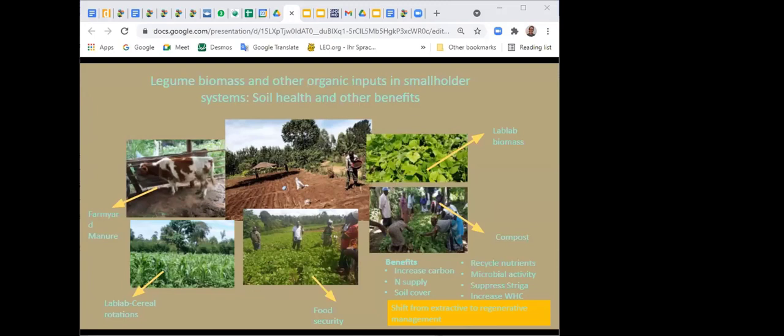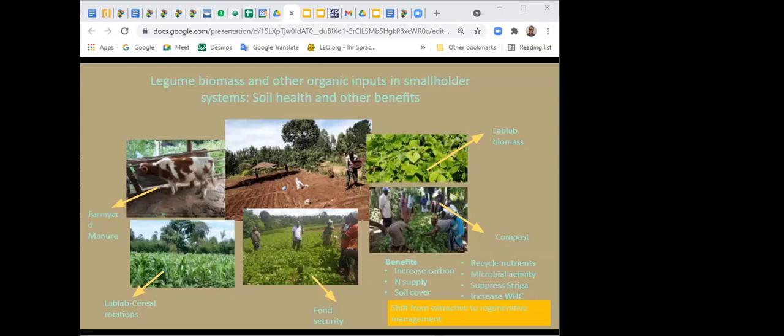The practice that I want to talk about is that of using legume biomass and other organic inputs in the smallholder farming systems of Western Kenya, primarily to improve soil health and also provide other benefits to smallholder farmers. So we have farmyard manure and compost, but we're also interested in looking at what lablab biomass can do, because we know that lablab is a crop that produces a lot of biomass, and that biomass is good for soil health, is good for striga suppression, and is also good as fodder for livestock. But again, we're also exploring how much of this lablab can be used by farmers for food. So in fact, bridging the gap in food deficit, food security issues.